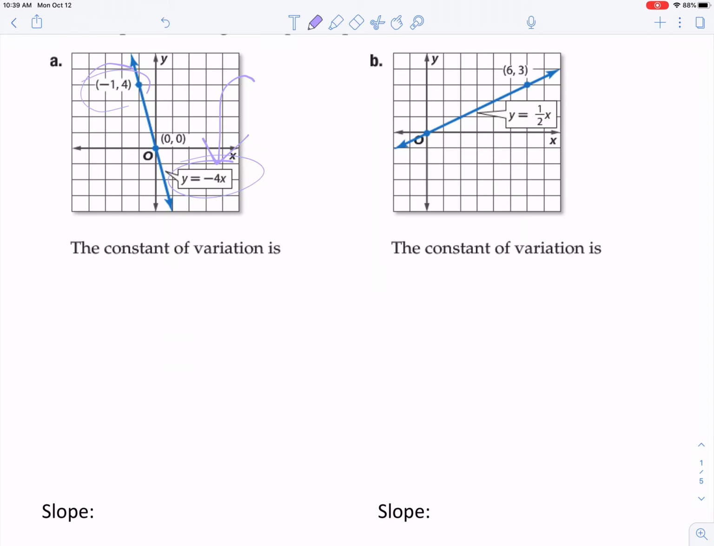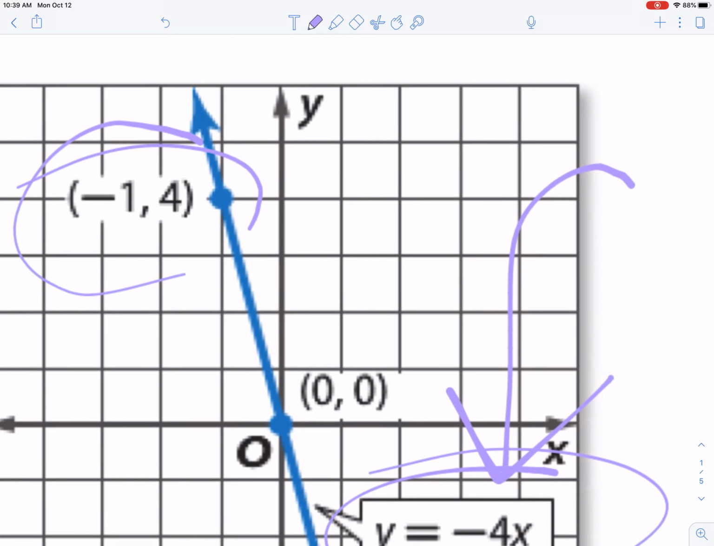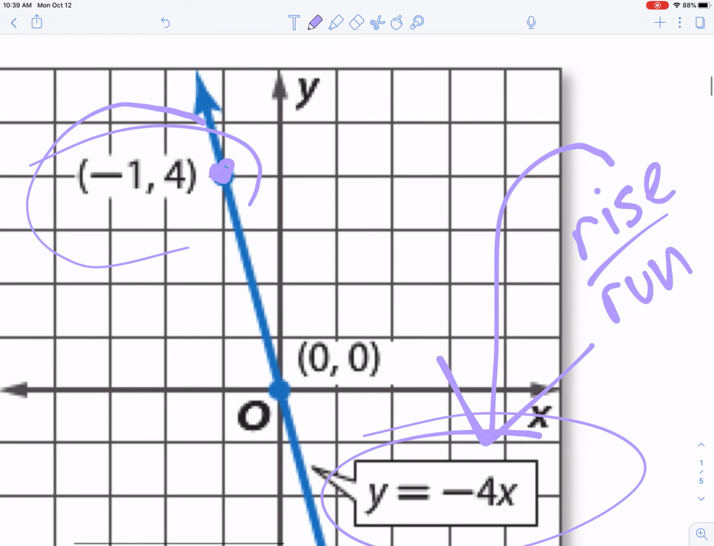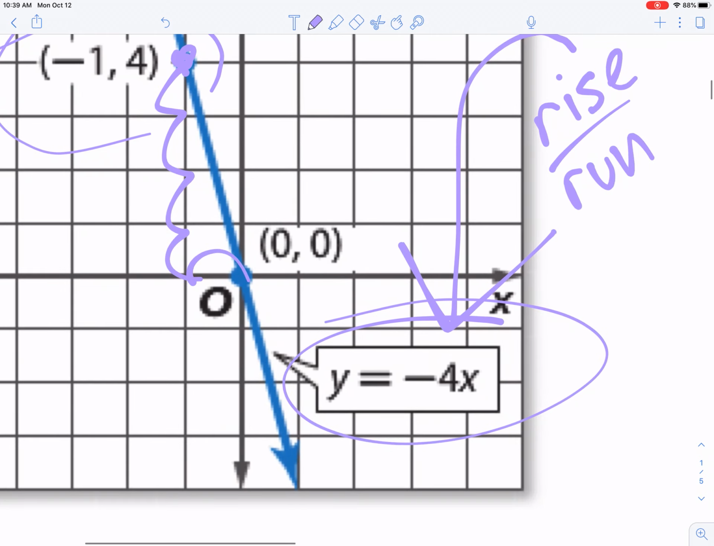So the constant of variation would be -4, which if I look, let's zoom in on this graph here, from one point to the next, if constant variation is the same as slope, and slope is rise over run, and it's -4, it goes down 4, 1, 2, 3, 4. Wait a minute, how did it get over to 1, 2, 3, 4? How did it get over 1? Well, check it out. If I turn -4 into a fraction over 1, there's that over 1.